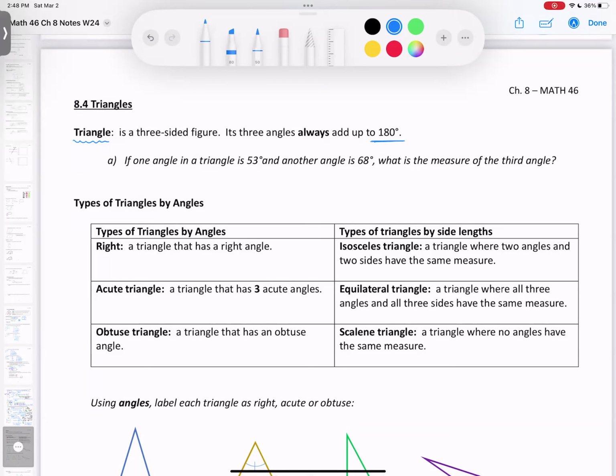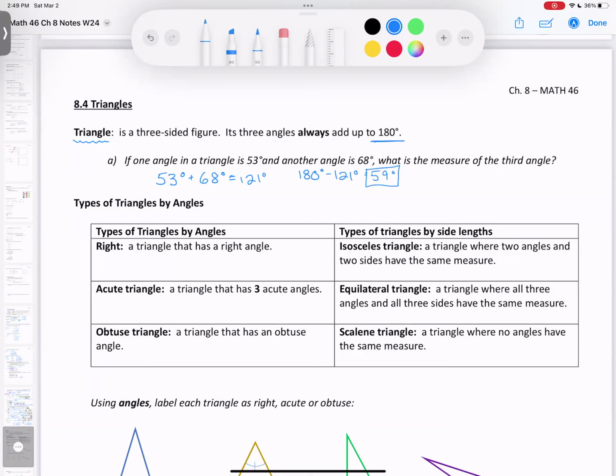So if you're given a question like this one in A, we've got one angle in a triangle that's 53 degrees and another that's 68. We want to measure the third angle. Well, the two angles together add up to what? 53 plus 68 gives us, I feel like I should be able to do that in my head. And yeah, I'm going to grab a calculator. I'll just use my trusty key. 121 degrees. Okay, well, if those two angles add up to 121 degrees, then the other angle is going to be 180 minus that. And so you'll get 59 degrees.